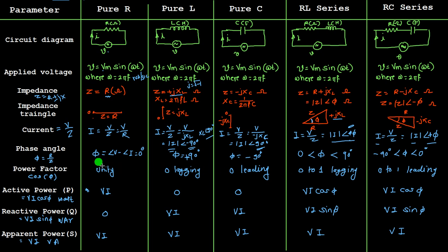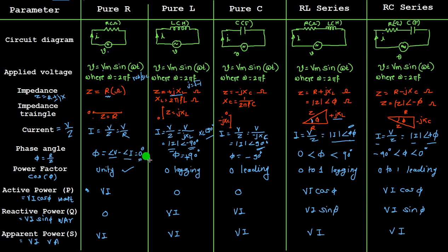If we calculate the phase angle, phi is the angle between the voltage and current. Suppose the voltage is taken as the reference, so 0, and the current angle is also 0. So 0 minus 0, the phase angle difference is 0. Hence the power factor is cos phi. Cos phi is the power factor, cos of 0 is unity.